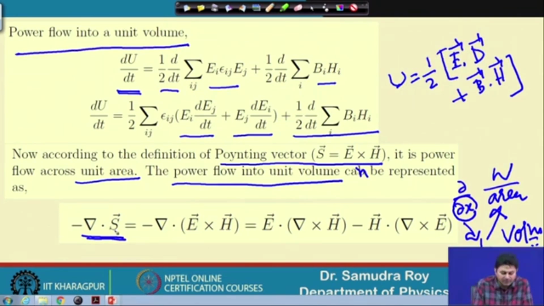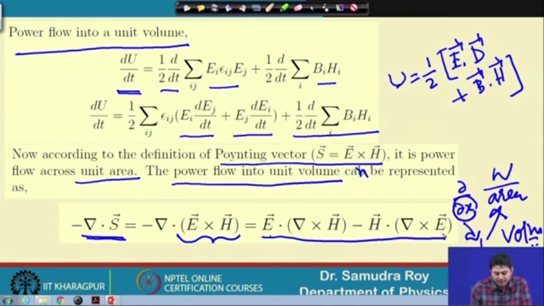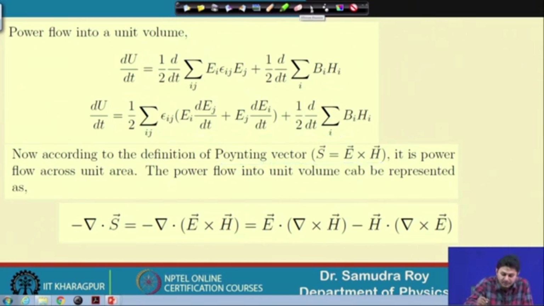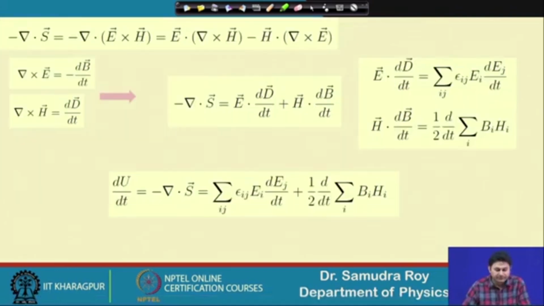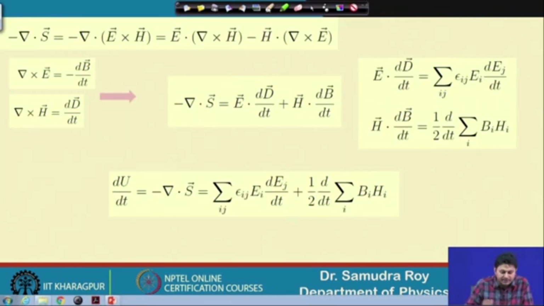So, now what happened? S can be represented in terms of E and H, and when I write E and H, then I can write this vector identity in this simple way. Grad dot E cross H can be represented in this way. This is a standard way to represent it, we know that. Then in the next slide we have the same expression that we have shown.